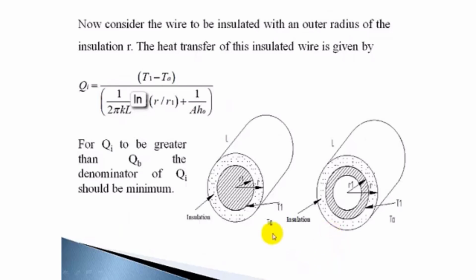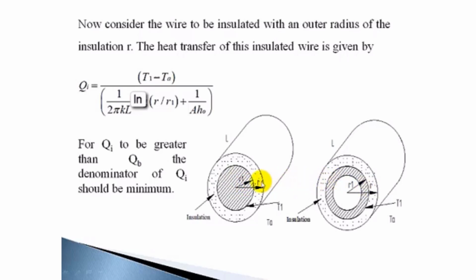Now consider the same solid wire, and this hollow cylinder, insulated with an insulation material with thermal conductivity K. The outer radius of the insulation is R. So the same solid cylinder is insulated on the outer surface, the radius is R, and the thermal conductivity of the insulation is K. Now this hollow cylinder is also insulated with outer radius R. Now we can get the heat loss from this insulated wire. We are considering the heat flow from the surface of the solid cylinder, and again from the outer surface of the hollow cylinder, so heat flow from here to the surrounding.